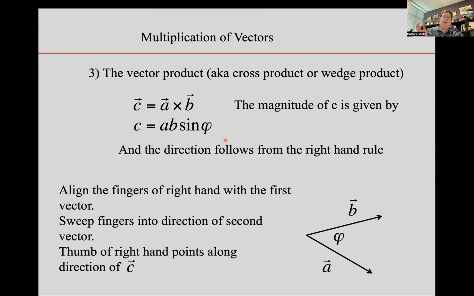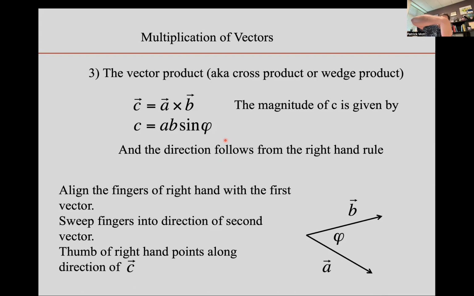All right, so to get the direction, take your right hand and align the fingers of your right hand with the first vector. So that's for A in A cross B like that. And then I want to sweep the fingers of my right hand so that they're parallel to the direction of the second vector. So I have to rotate my hand like this so I can curl them like that. And then the thumb is coming out of the plane of the page. This works because your fingers can only bend in one direction. That's how the right hand rule is working.